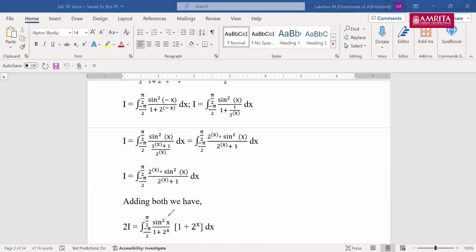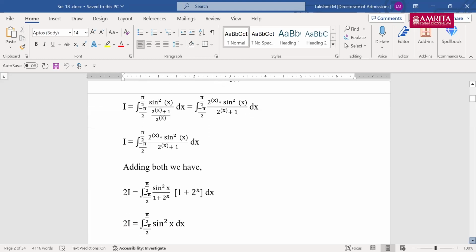So you could take sin square x by 1 plus 2 raised to x. So the term will be 1 plus 2 raised to x. Those students who know I, you could add both of them and you'll be able to find out what is 2I.